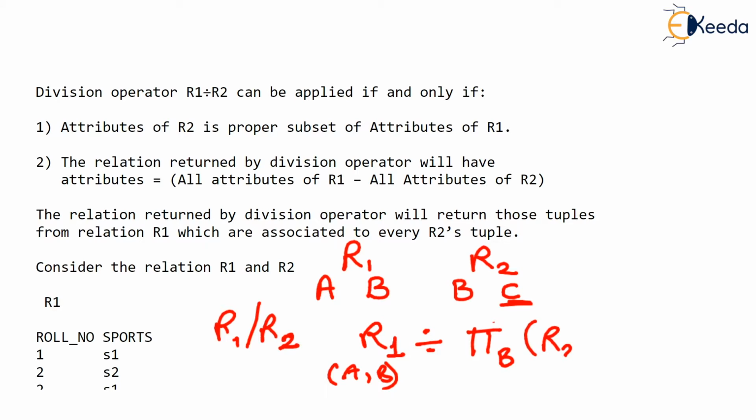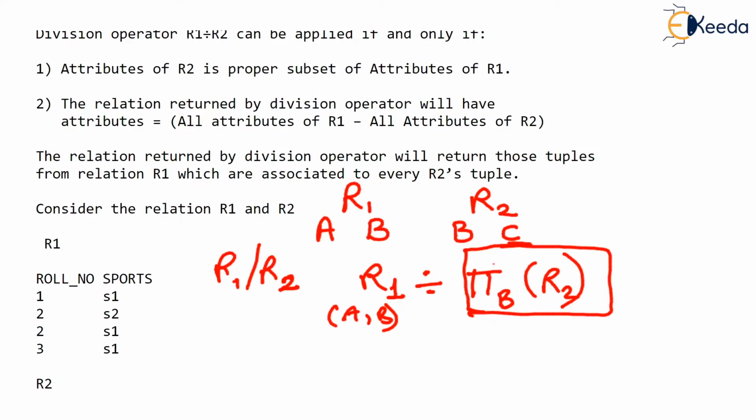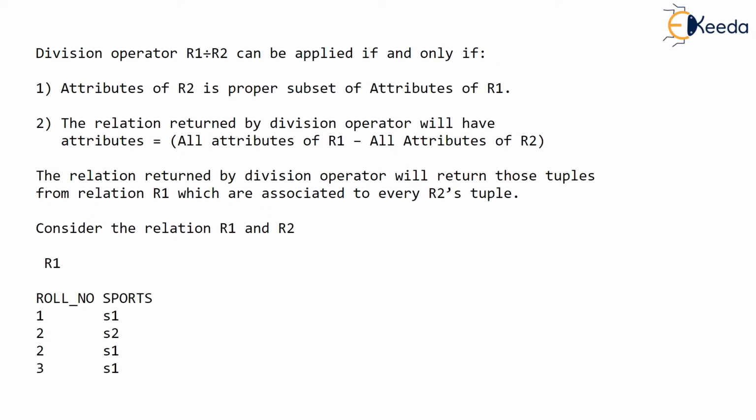Just check this. The result of this project operation is a new temporary table which will contain only column B of R2. Now clearly, this right hand side table, or denominator table, has only B. And clearly, this B is a subset of A comma B. This is the rule for division.